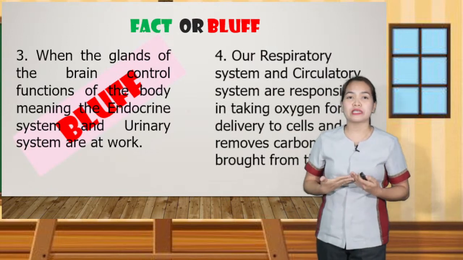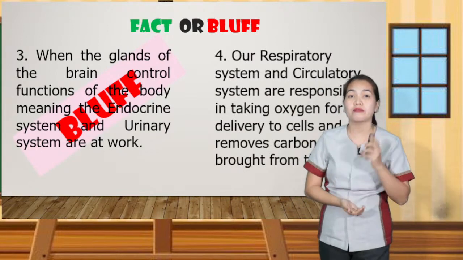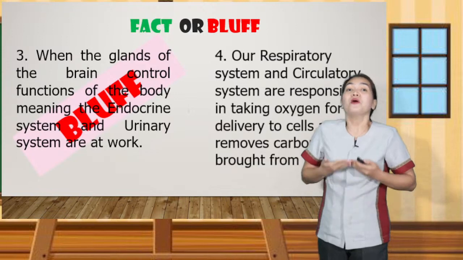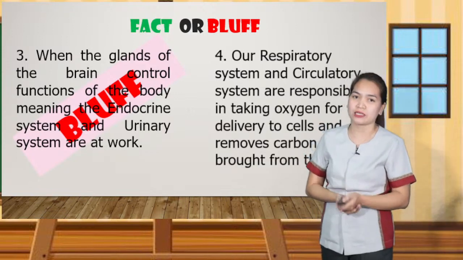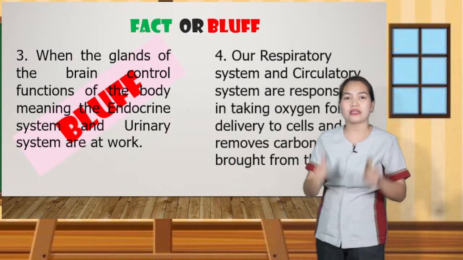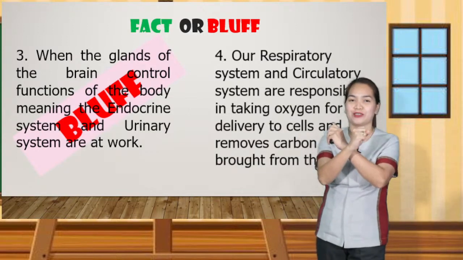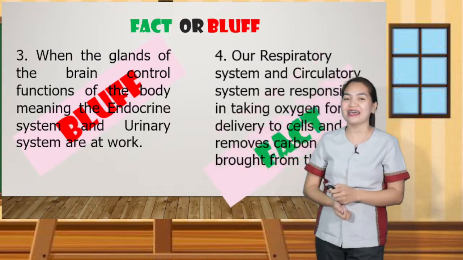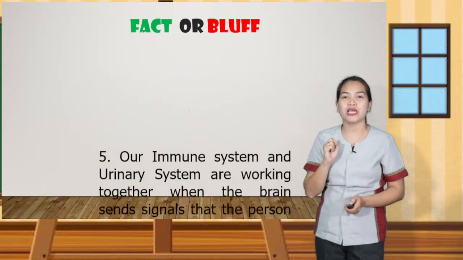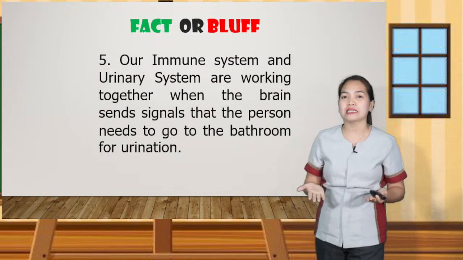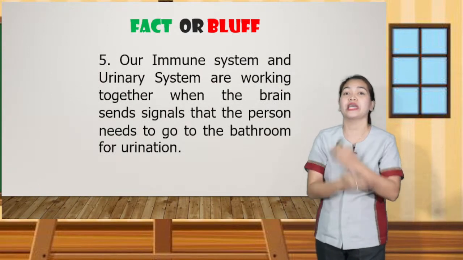Our respiratory system and circulatory system are responsible for taking in oxygen for delivery to the cells and removing carbon dioxide brought from the cells. So is it a fact or a bluff? Your answer is, it's a fact. Very good. And last but not the least, we have our immune system and urinary system working together.